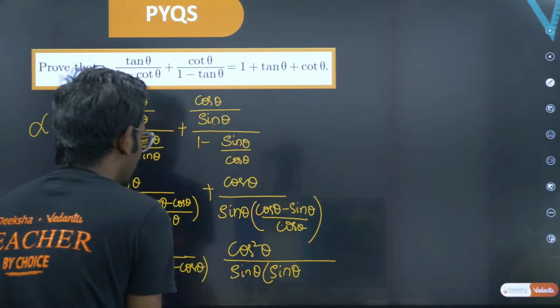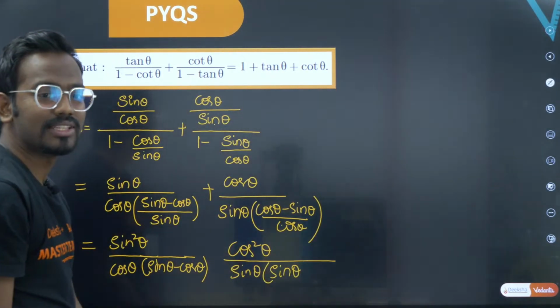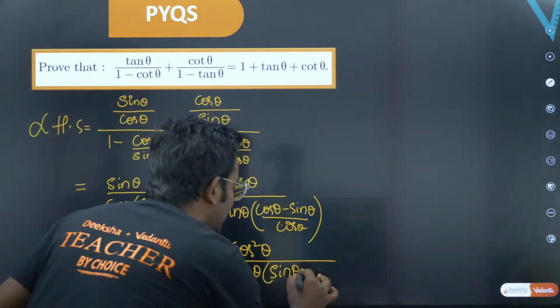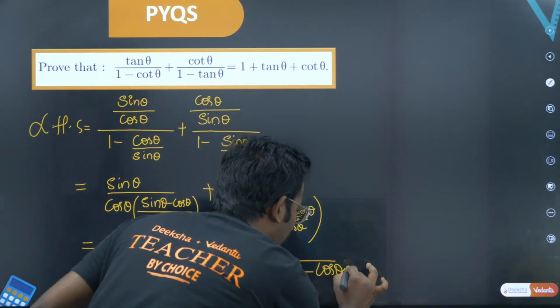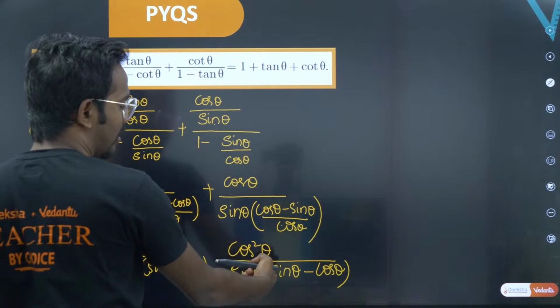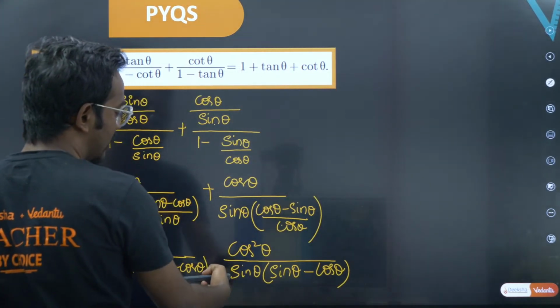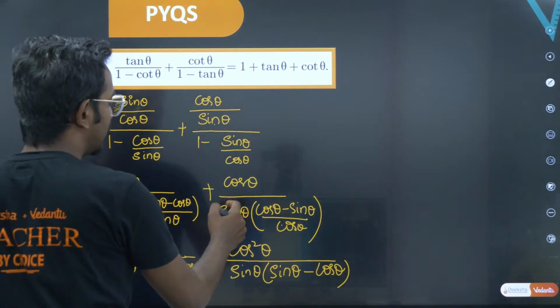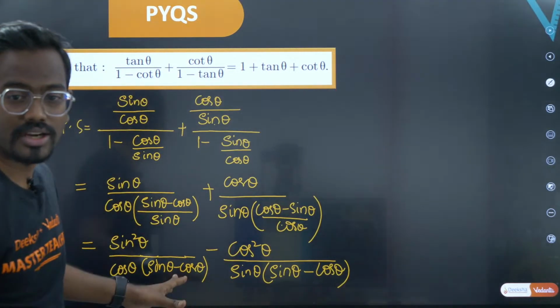Sir, why did you do that? So that here and here it becomes easy for your calculation. Okay, sin theta minus cos theta. Sir, can you do something like this? Yes, you can put the negative sign outside. So if it brings over here, plus into minus becomes minus. Hope this is clear till here.